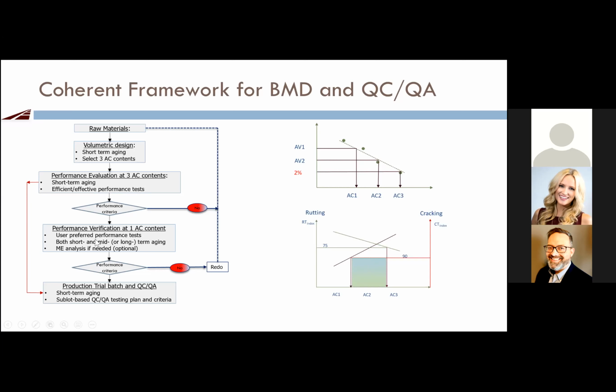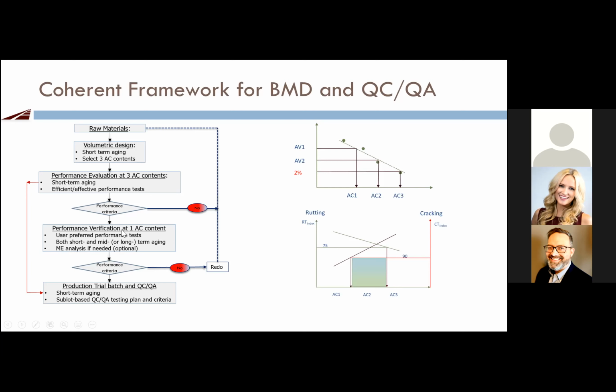And the most critical thing here is that you can consider the aging time, especially for the cracking. You can consider mid-term aging or long-term aging for your cracking test. So that's the beautiful thing about performance verification: you can use your preferred performance test, at one asphalt binder content, and at multiple aging conditions. If some people want to run some IMEC performance analysis, this is also an opportunity. You can run your performance analysis at this stage.